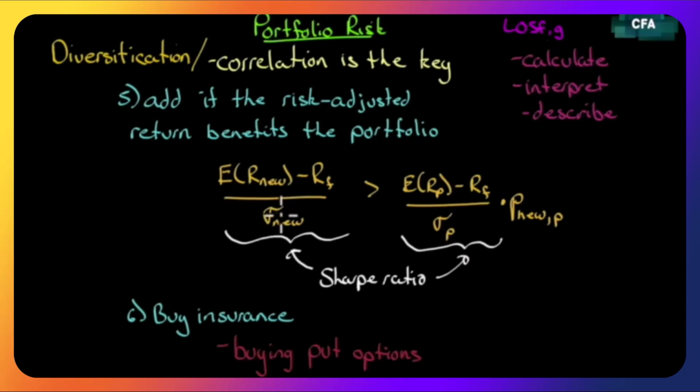So the Sharpe ratio of the new asset should be greater than the Sharpe ratio of the portfolio multiplied by the correlation between the portfolio and the new asset. So let's say the correlation were 1. This whole term becomes 1. Then this truly, the risk-adjusted return truly has to be greater than the portfolio risk-adjusted return. If the correlation is 0.5, the risk-adjusted return here has to be greater than half of what the portfolio is, and you'll still get diversification benefits. You can buy insurance, and I've already mentioned before, buying put options on the index is the same as buying insurance.